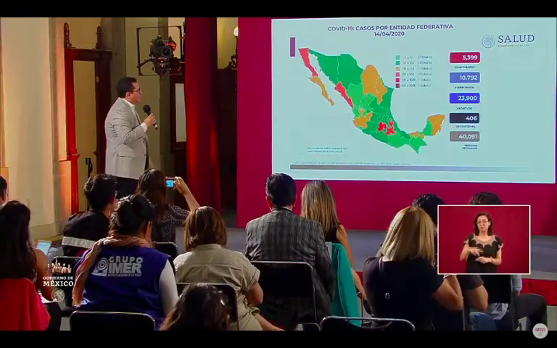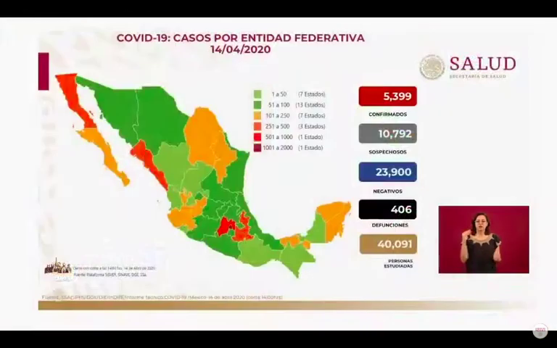Here we can take a look at the national data. We have, to this day, 5,399 cases. We have more than 10,000 suspect cases and almost 24,000 negative cases. Unfortunately, the death toll is 406 deaths so far.